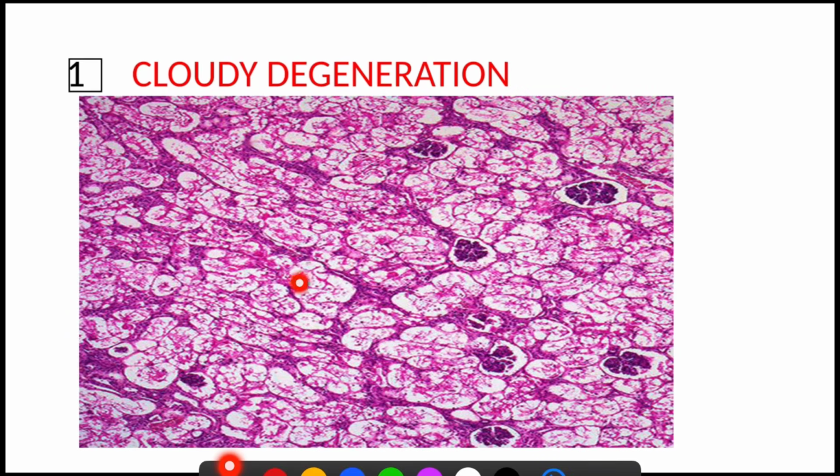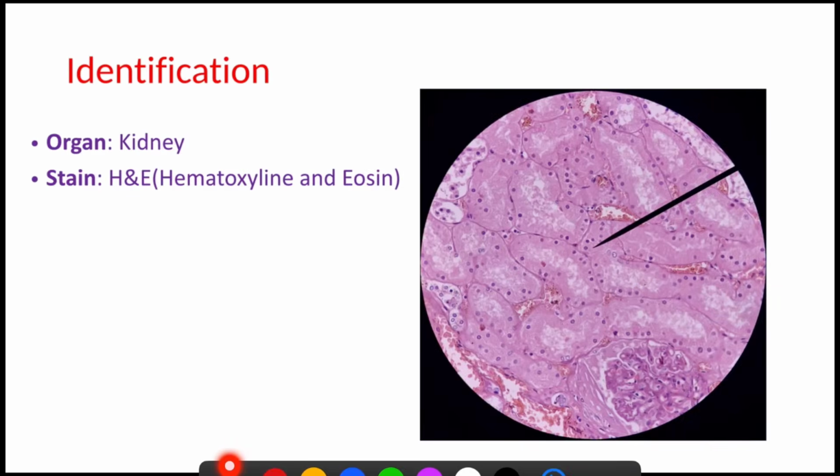Now in the tubule you can identify the clearing of the tubule. So you have identified the organ, you have identified the stain, and now you have identified that there is some cytoplasmic clearing or cloudy change in this tubule. These are the tubules where you can identify the nucleus easily, and this is called cloudy change, which is either vacuolated change or granular change.